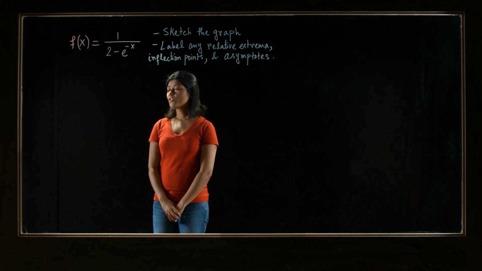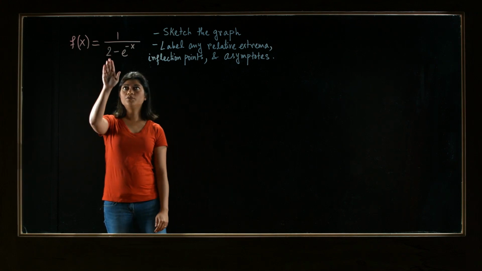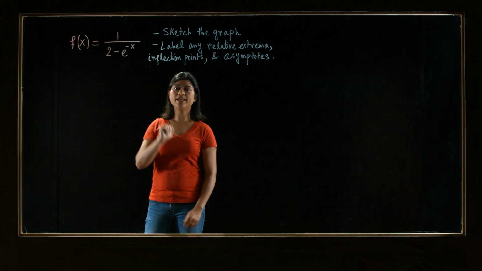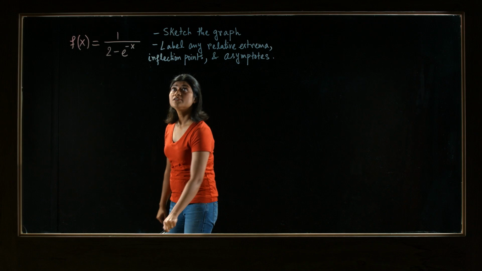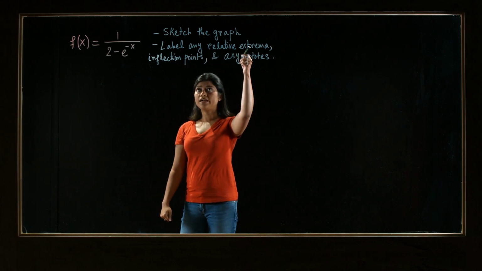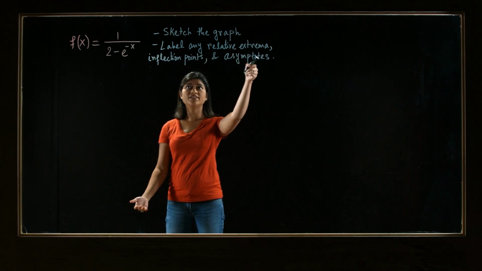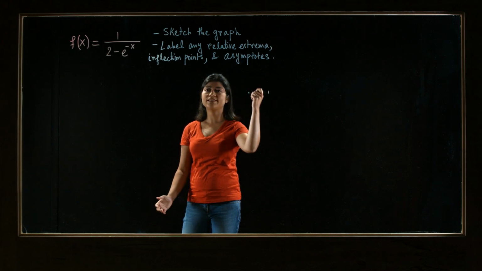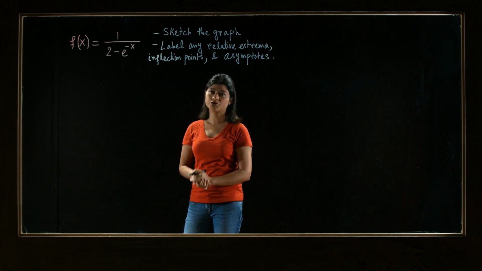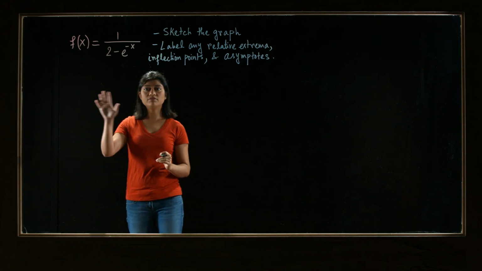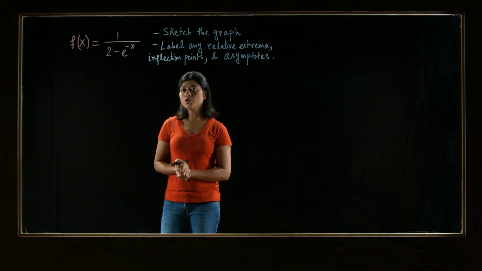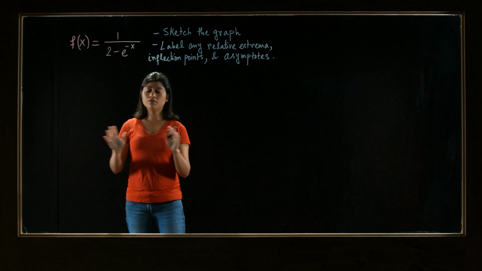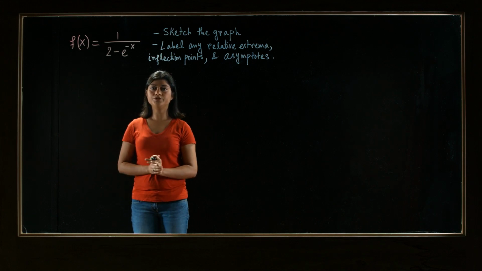In this problem, we have a function 1 over 2 minus e to the power negative x. What we have to do is first sketch the graph, and label any relative extrema, inflection points, and asymptotes to the graph of this function. Now, to solve this problem, it will take quite a few steps. So, we will solve this entire problem in 2 videos.